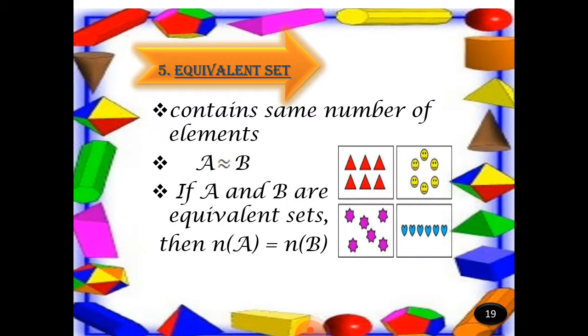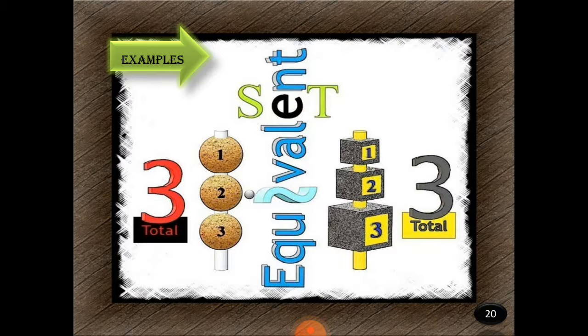Next, let us see what is an equivalent set. Equivalent set contains the same number of elements but the objects will be different. For example, here I have inserted an image. First, 6 triangles are there. Next, 6 smileys are there. Next one, 6 stars are there and 6 hearts are there. So, the number of elements are equal but the elements are different. So, it is an equivalent set.